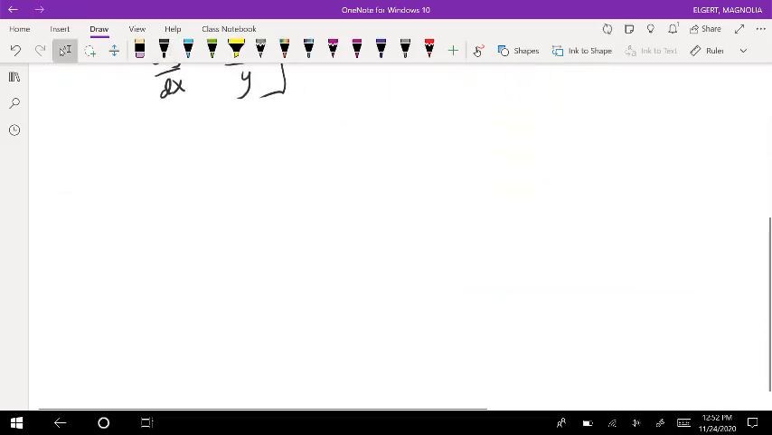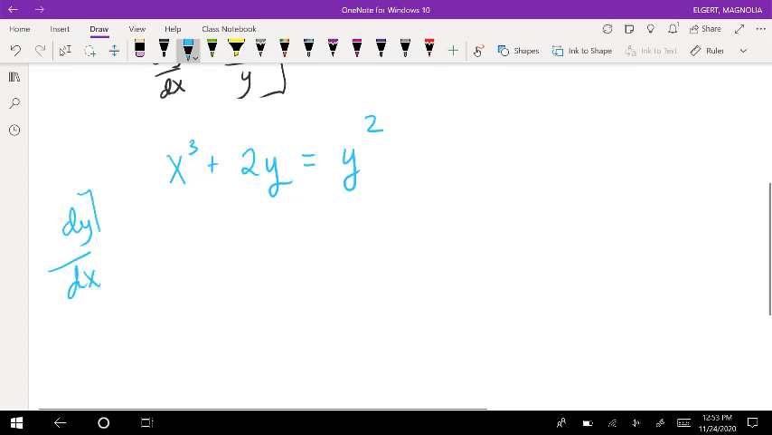So let's try another one and let's see what we got here. Sorry, I'm looking for an example. So like if we had x cubed plus 2y equals y squared. Could we find the derivative of y with respect to x? Our goal is to find dy dx. That's our goal. We're looking for the derivative of y with respect to x. And we're going to solve this implicitly. So I'm not going to solve for y first. I'm going to do the derivative and then solve for dy dx.